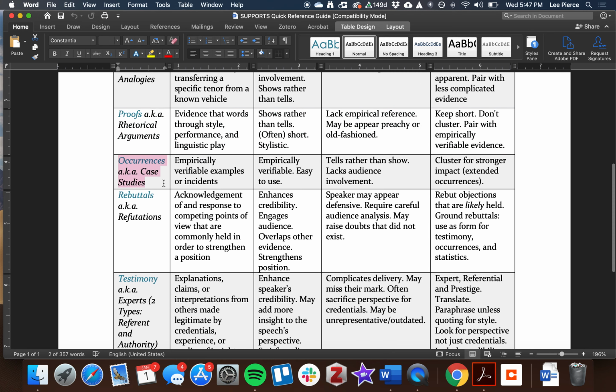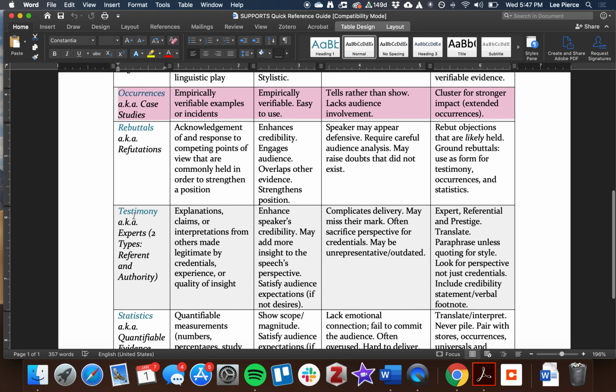Then there are occurrences. So occurrences are real life, actually existing case studies. So like if there was a case of something that happened on the Geneseo campus, or if there was something in the news, or something about what President Trump did in a press conference. Those are all occurrences. So those are actually things that happened, and you can use them as analogies. You can just reference them. So these are different types of evidence that you can provide.